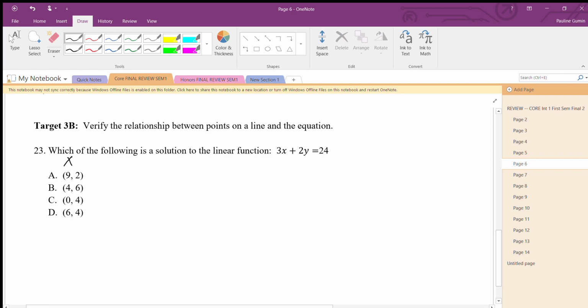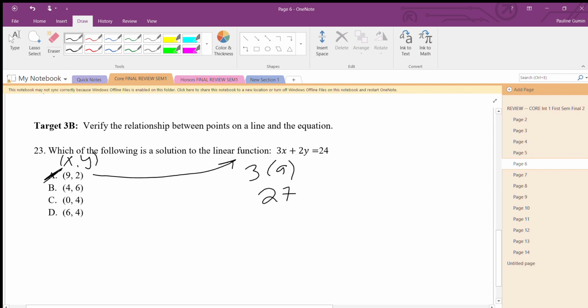Recall that points are x comma y. So the 9 is in the x's. So if I had plugged letter A in, what's 3 times 9? Well, that's 27. That's already larger than 24. So letter A is out.